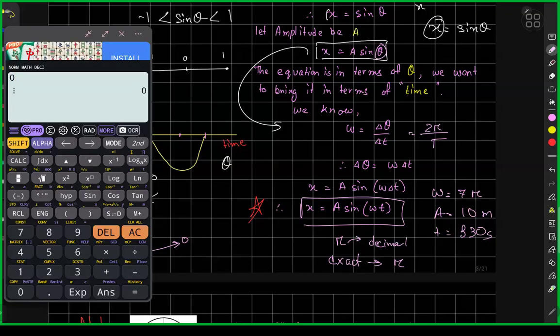Let's actually see by calculation what happens. Yes, sine is between -1 and 1, but over here, why would it be 0? First, let's see by calculation. What is the equation? Amplitude, 10 meters, times sine. What is my omega? 7 pi. What is the time elapsed? 330. There you go.